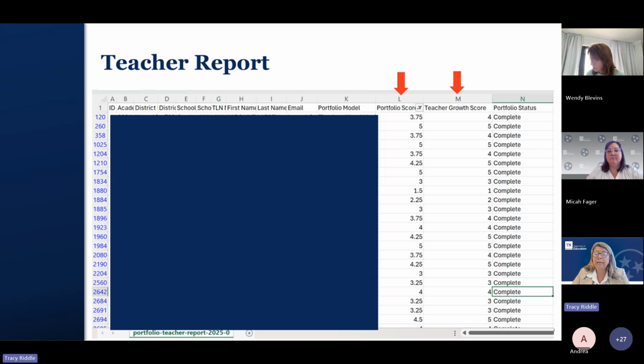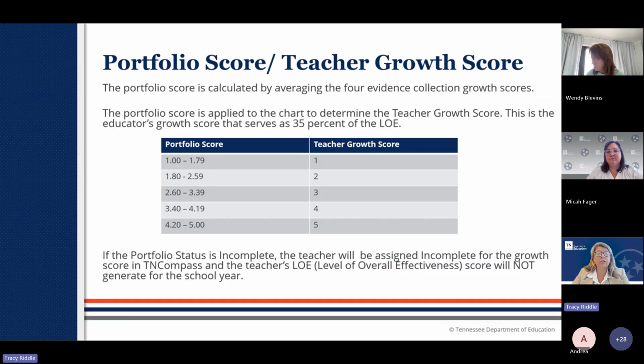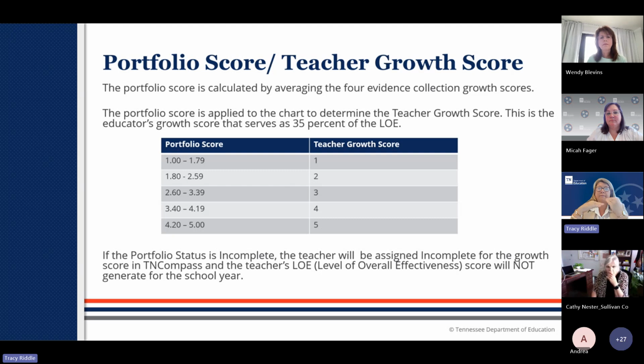The portfolio score is the average of the 4 collections. Once you take that portfolio score, you apply it to this chart to get the final growth score. That final growth score is what goes into T-Encompass for the teacher's 35%, and it will be in their box that says portfolio.